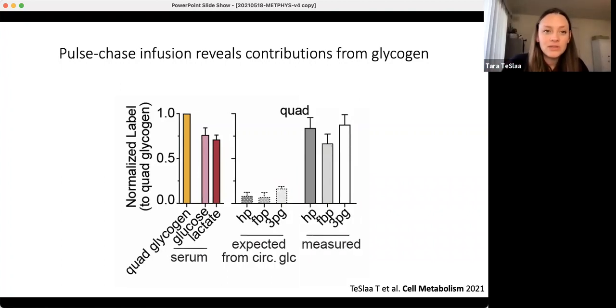And indeed, we do see a lot more labeling than what we would expect from circulating glucose. And in fact, the labeling was even higher than what we observed in glucose, which makes it impossible for this labeling to come solely from circulating glucose. However, we wanted to get a more quantitative estimate of how much of these glycolytic intermediates in tissues are coming from circulating glucose versus stored glycogen.